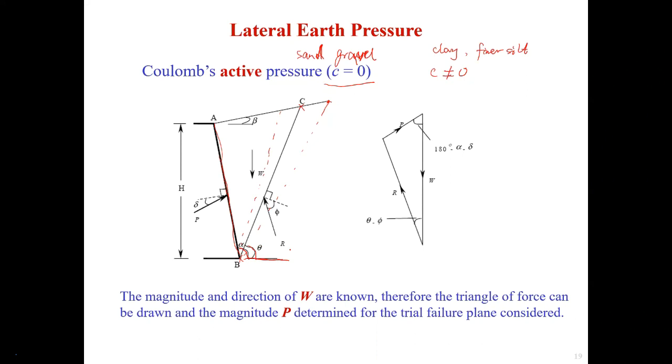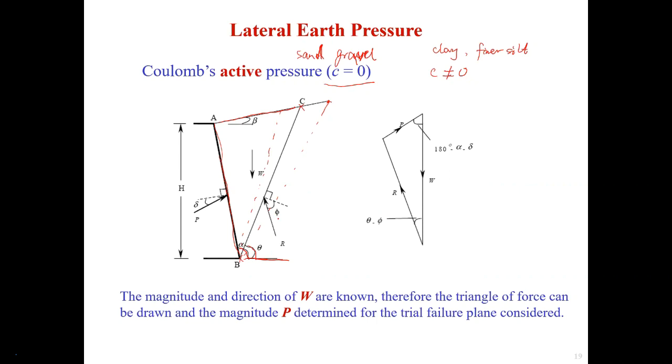And we have the soil surface AC, at angle beta to the horizontal, and the trial failure surface BC at angle theta to the horizontal.